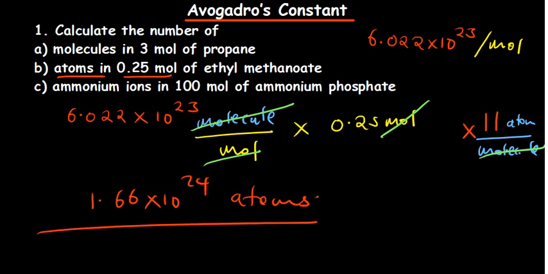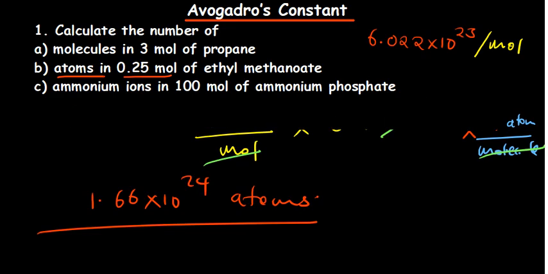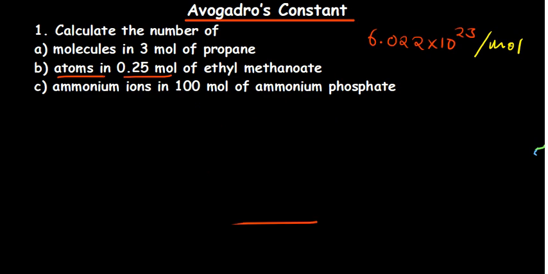It's that simple, right? It's very, very simple. Just pay attention to the small things there. And then finally, C tells us we need to determine the number of ammonium ions in the 100 moles of ammonium sulfate. So pay particular attention to this one. If you feel confident enough, feel free to pause the video and try this one out.